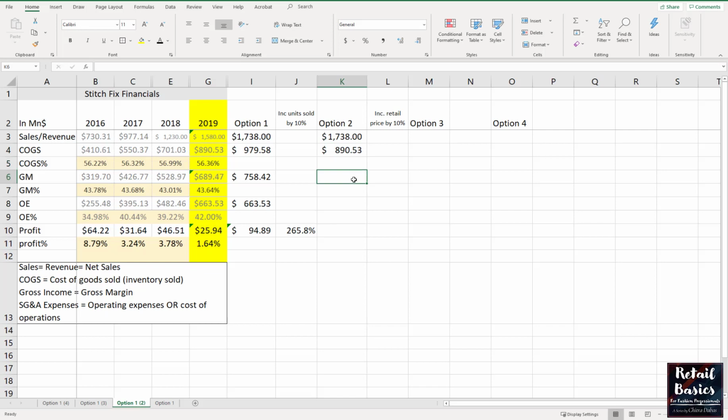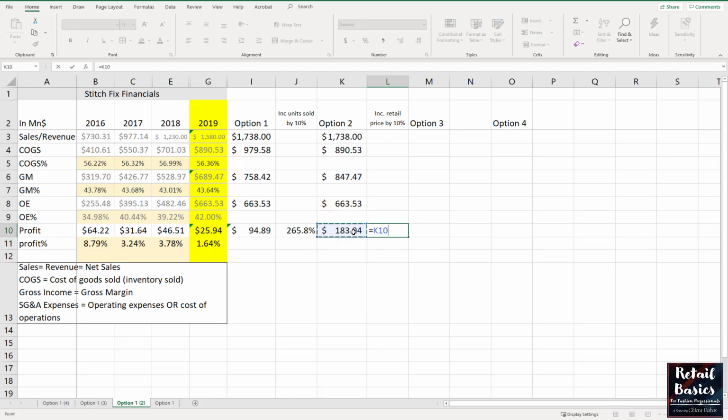Then gross margin here is sales minus cost of goods sold, and we'll see that gross margin increased. In this scenario again, we are going to assume that cost of operations remains the same. So we are not changing cost of operations. We are maintaining operating expenses the same as last year. Let's see what the profit is going to be. So gross margin minus operating expenses will give us that much profit, and that is going to be a 609% increase over 2019.